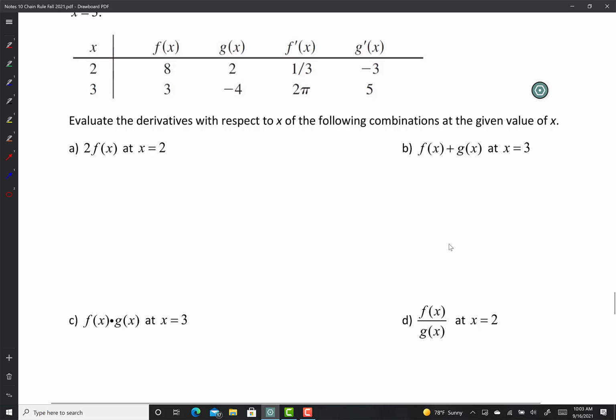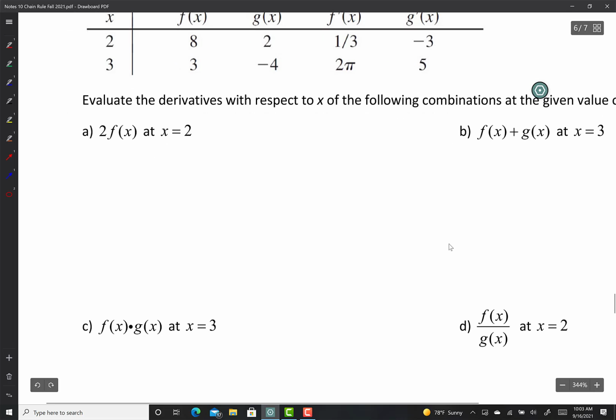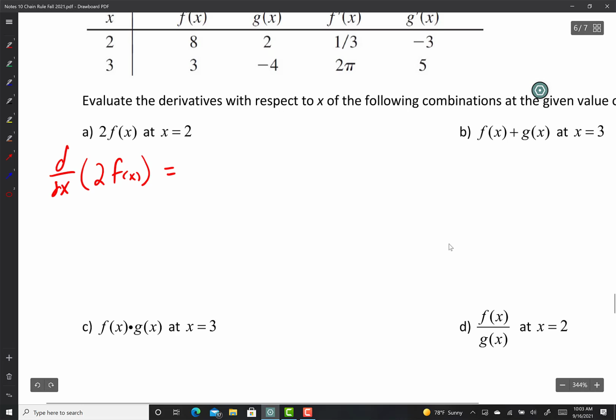So let's use proper notation. I'm going to write it like this: d/dx of 2f of x. What's the derivative of 2f of x? Right now I'm not evaluating it at any number yet. The derivative of 2f of x is just 2 f prime of x. That's what I was looking for, 2 times f prime of x. Yay. Thank you, Ms. Harris.